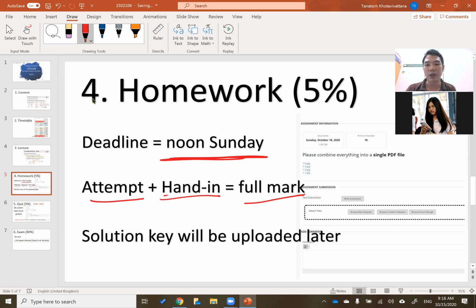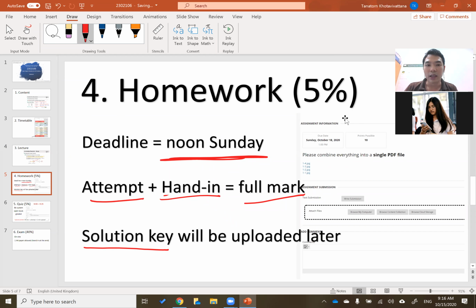So please try to hand in and attempt all of them for your own sake, because it will keep you practicing and help you understand more about this course. And after you have handed in, I will post the solution key through the Blackboard system later on, so you can check it out. Okay. So any question about homework, you can ask if you want.